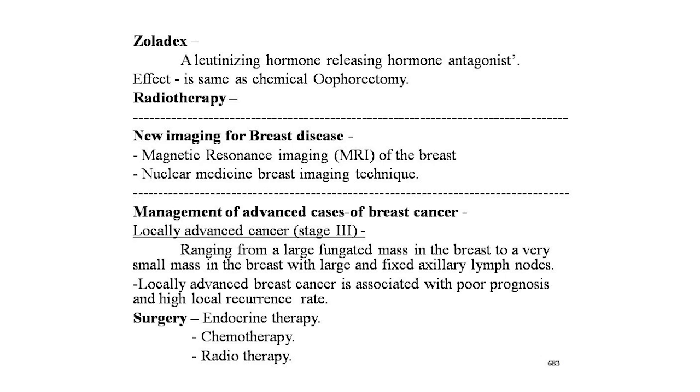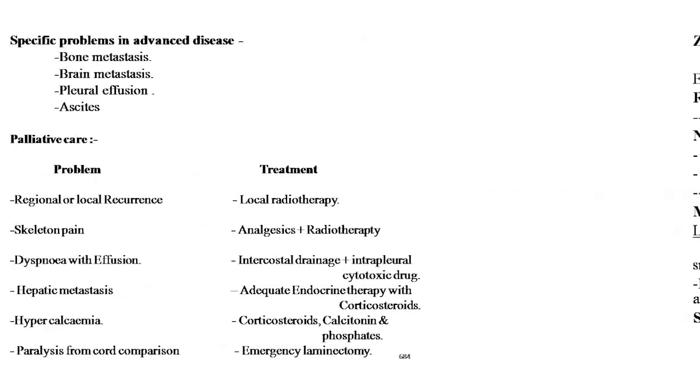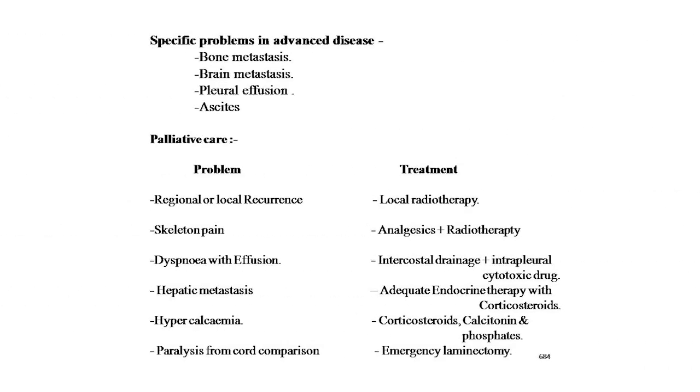Now the management of the advanced cases of the breast, that is the locally advanced cancer, stage 3, ranging from a large fungated mass in the breast to a very small mass in the breast with large and fixed axillary lymph nodes. Locally advanced breast cancer is associated with a poor prognosis and a high local recurrence rate. Surgery, endocrine therapy, chemotherapy and radiotherapy should be given. Specific problems in the advanced disease are bone metastasis, brain metastasis, pleural effusion and ascites.